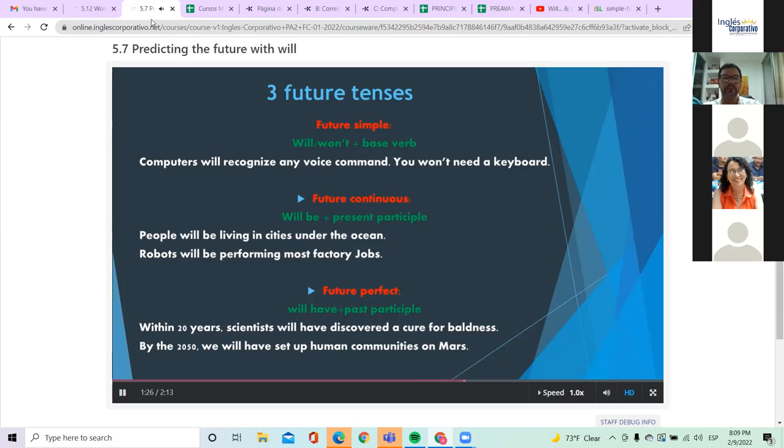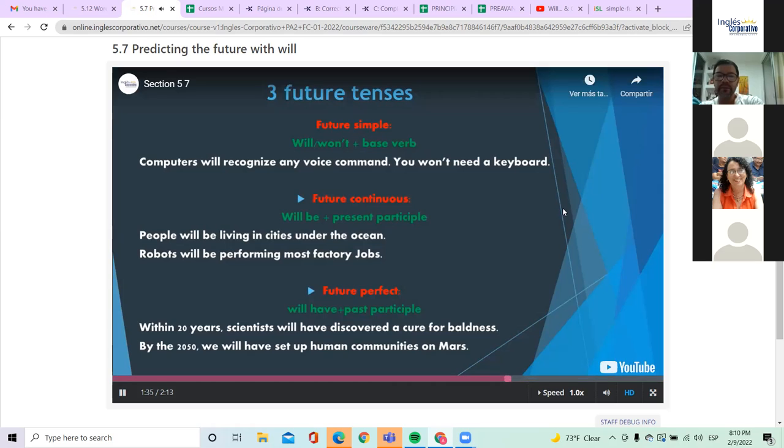Number three, future perfect, will have plus past participle. Within 20 years, scientists will have discovered a cure for baldness. By 2050, we will have set up human communities on Mars.